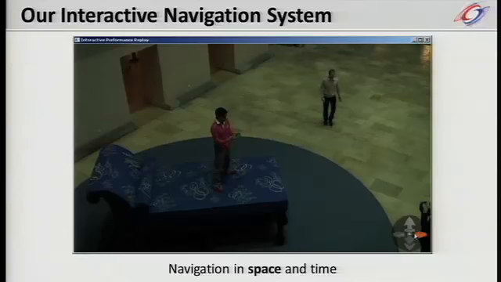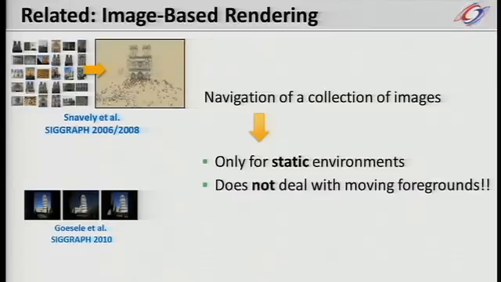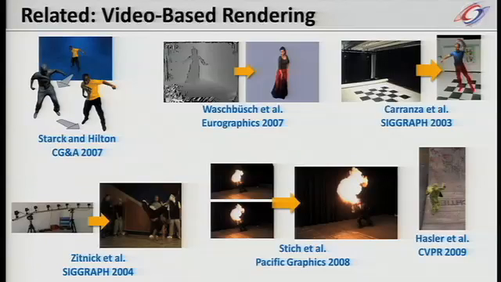And clearly, the closest work to ours is Snavely et al. 2006, an extension of which is presented at SIGGRAPH this year, actually. Their system, also called Phototourism, does a great job in navigating a collection of images, but it's only for static environments, and it doesn't deal with moving foreground. Instead, moving foreground was widely studied in both video-based rendering and surface capture communities. And these are only a few examples of them.